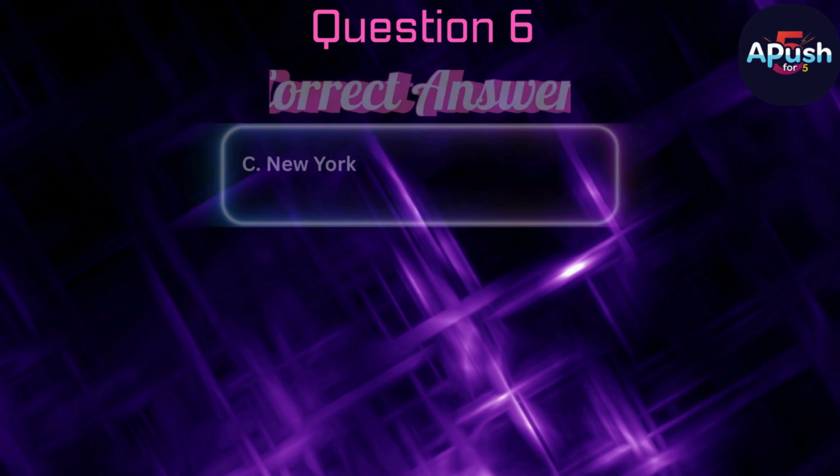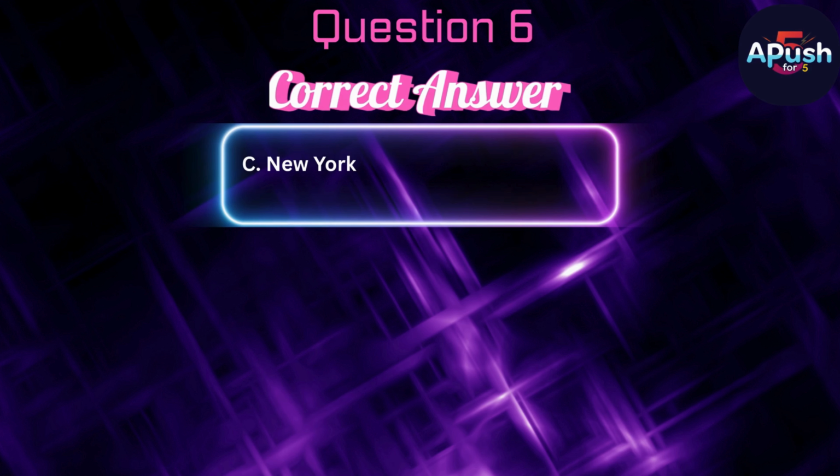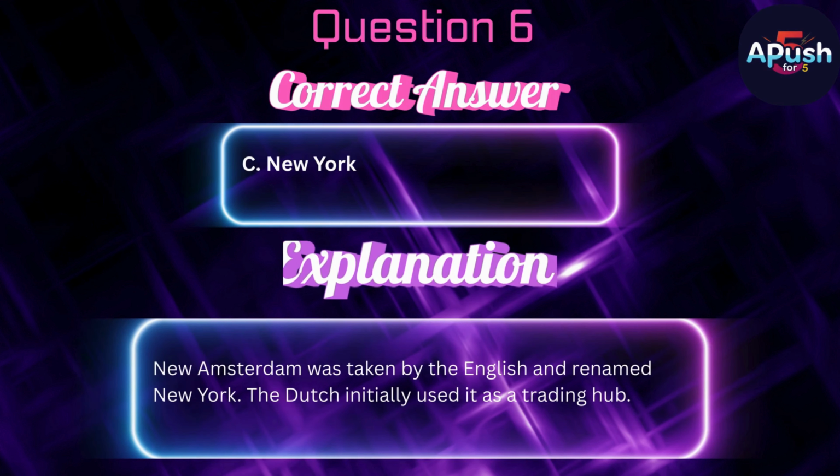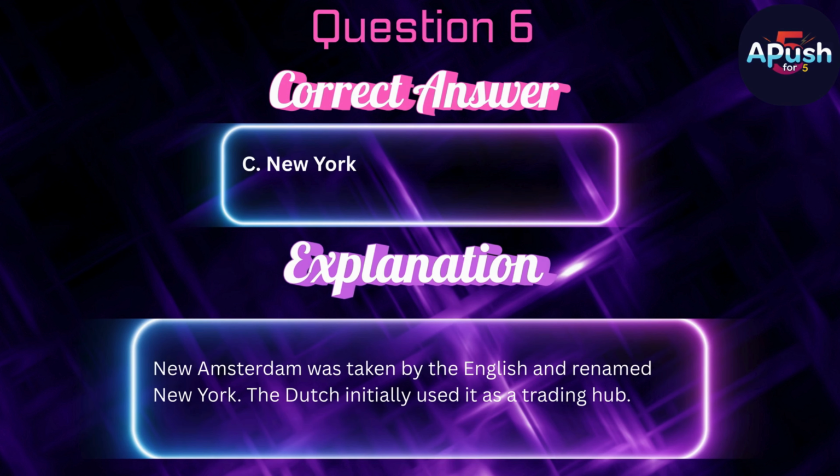The correct answer is C. New York. New Amsterdam was taken by the English and renamed New York. The Dutch initially used it as a trading hub.